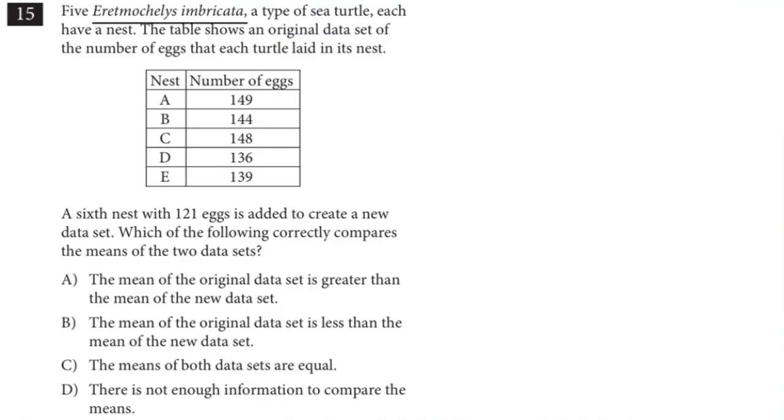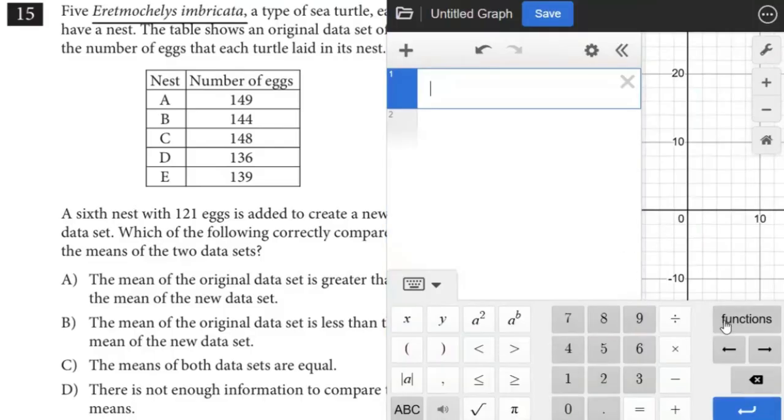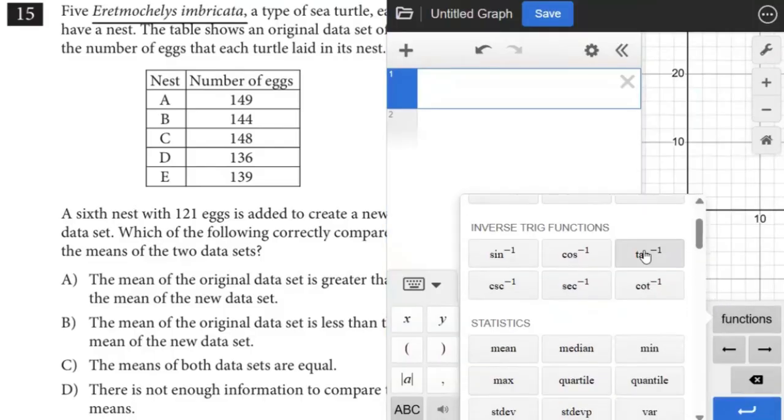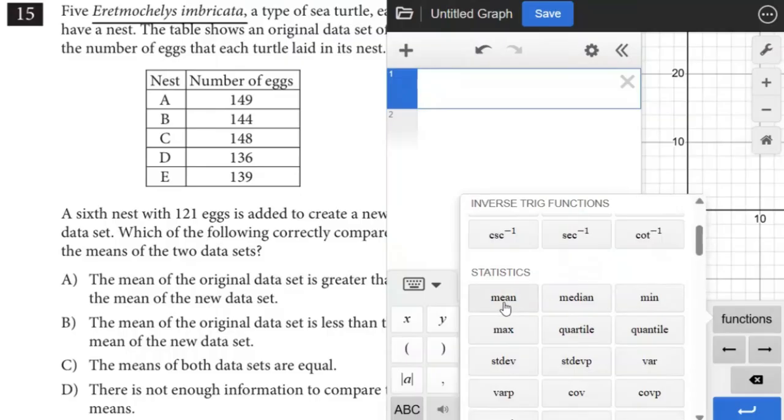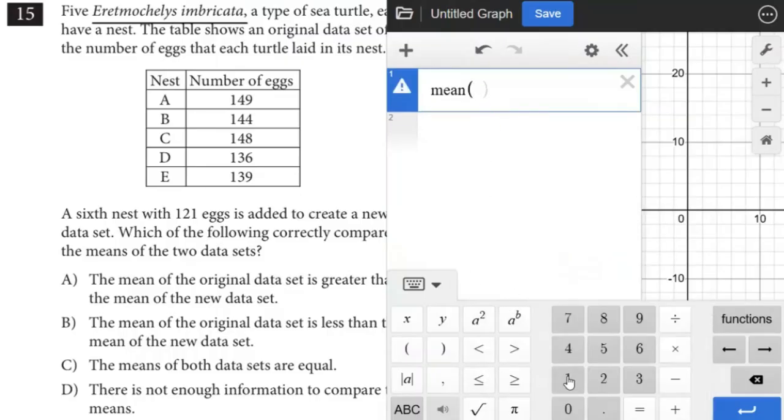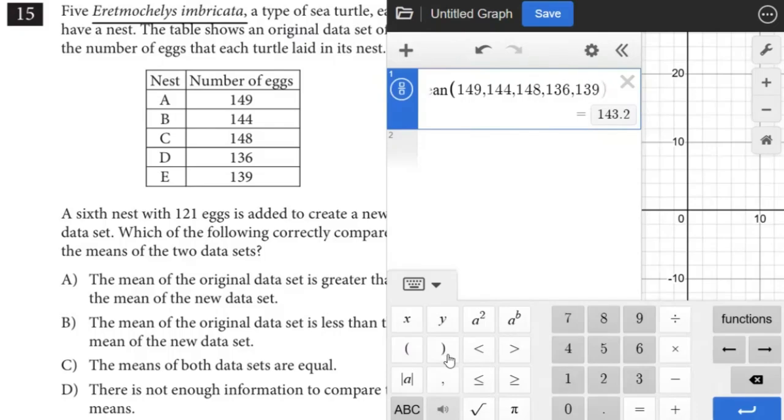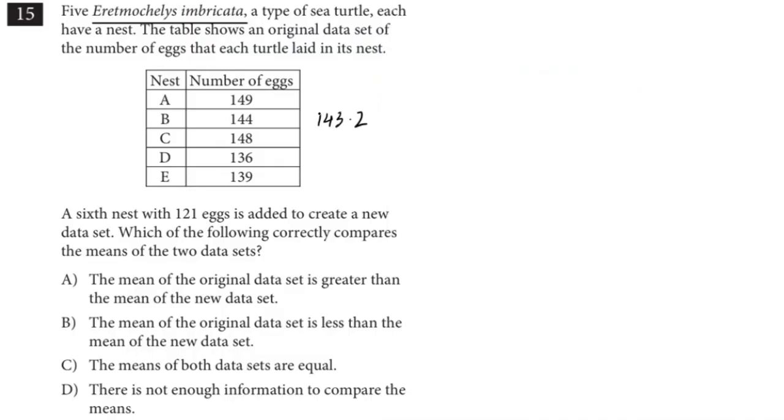Oh, okay. So let me tell you another interesting feature about the graphing calculator, Desmos. So you go there and check your functions, and you can check in statistics. There is mean. So just type in the numbers quickly, 149 with a comma, then you can put 144 and then 148 and 136 and 139. So this gives you the mean of the original data set. So that is 143.2. That's the original mean, or you can say old.